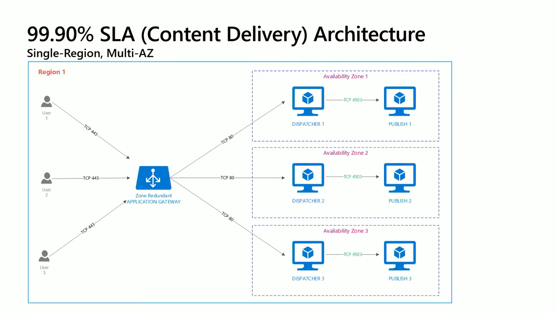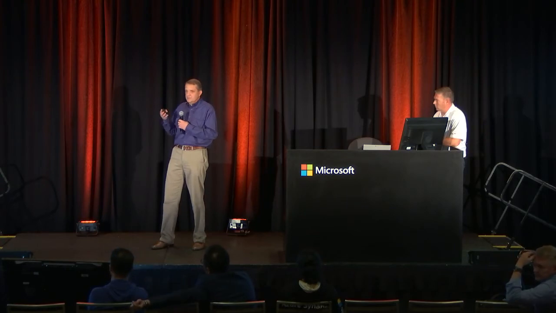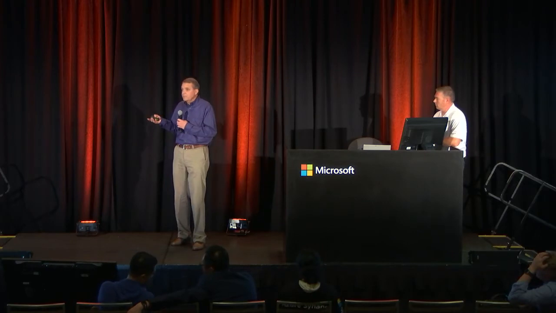But you can see now with this in place, if we have a problem with the application in any particular zone, the application gateway, using health checks and other ways to determine, will determine that that problem is there and reroute the traffic to the other available zones until we get that particular problem resolved and that zone comes back up.